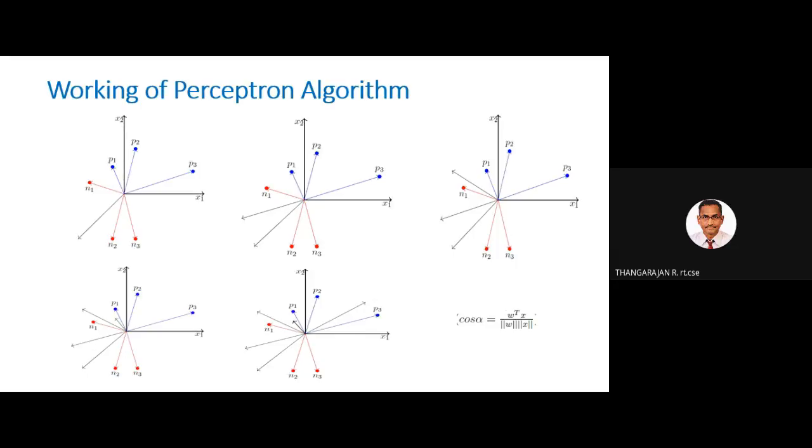Now when the angle is less than 90, cos of theta is a positive number, so it is greater than 0. Now if you take say a negative sample, say for example at this point I take N1. Now you see the angle between N1 and this updated weight is very small, but actually it should be larger. The angle between positive samples and my weight vector should be less, but the angle between the weight vector and the negative sample should be greater.